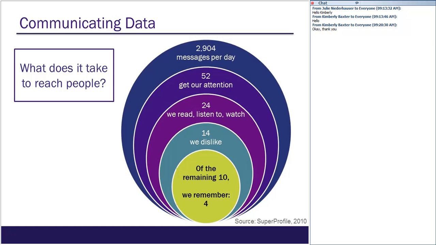And this graphic gives you a little insight on how the average person receives and processes messages in one day. On average, we get over 2,900 messages in a day. 52 of them might get our attention. 24 we actually read, listen to, or watch. 14 we don't like. And of the remaining 10, we remember 4 of them. So we're surrounded by information, and we have to judge and make decisions about what we internalize.